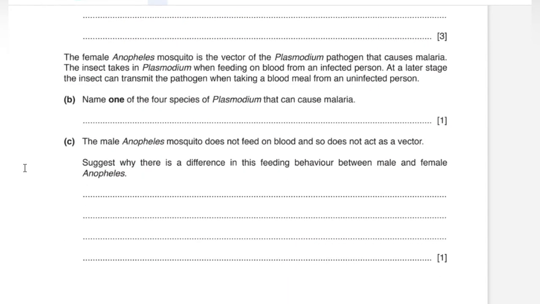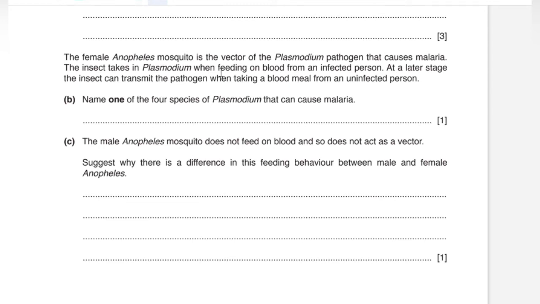The female Anopheles mosquito is the vector of the Plasmodium pathogen that causes malaria. The insect takes in Plasmodium when feeding on blood from an infected person, and at a later stage, the insect can transmit the pathogen when taking a blood meal from an uninfected person. These statements provide a concise description of the transmission cycle, where the pathogen is transferred from an infected person to an uninfected person by the vector Anopheles.